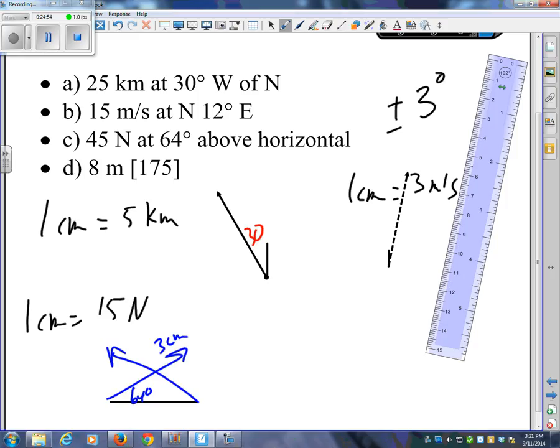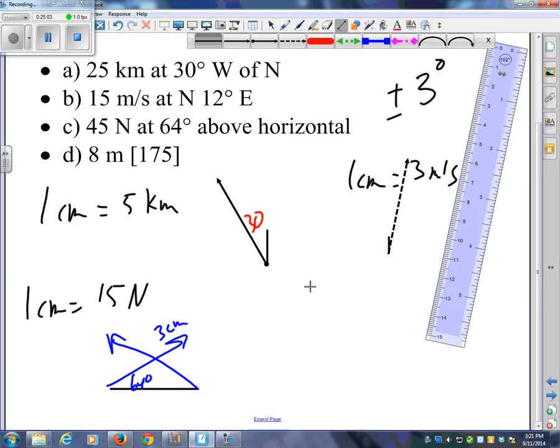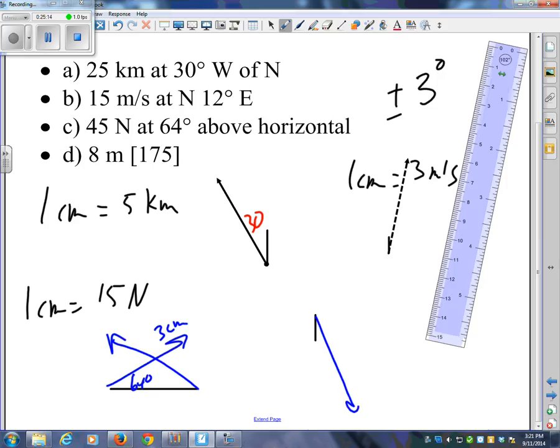Good? 8 meters at 175. 180 is straight down, so draw your reference line. You should always have a little reference line. If I'm going to be measuring, I have to measure from something. 175 is going to be down like that. 8 meters, I would have something like 1 centimeter equals maybe like 2 meters or something like that, right? And this would be a 5-degree angle in there.